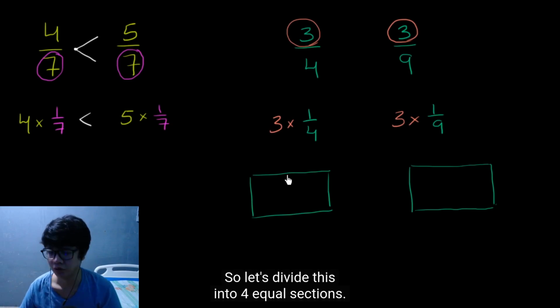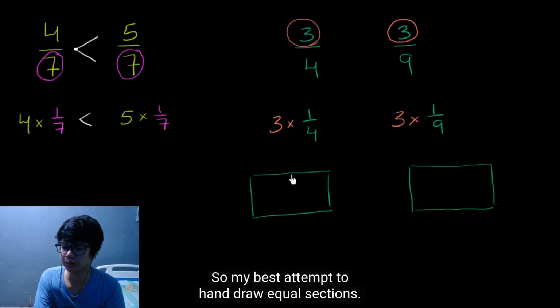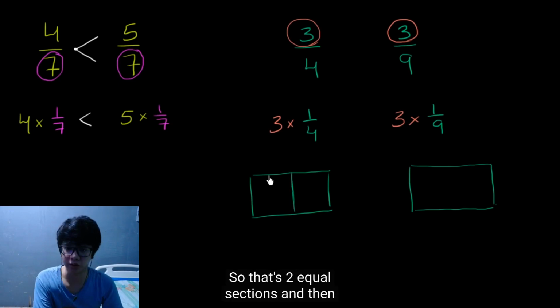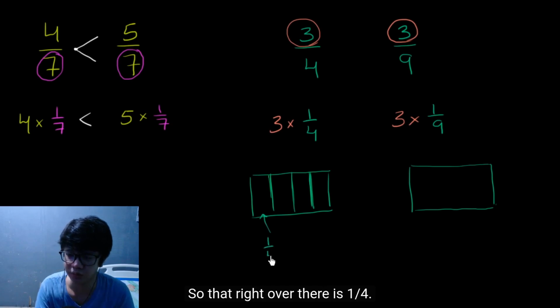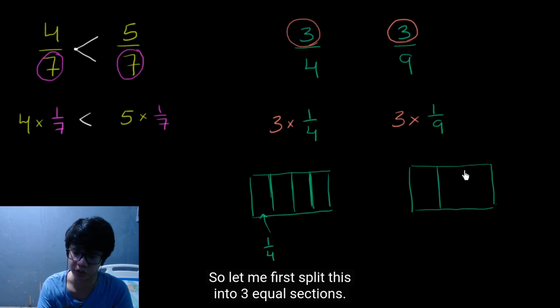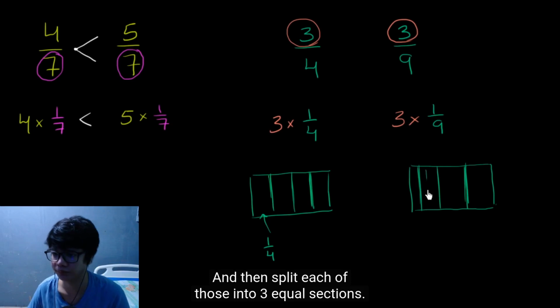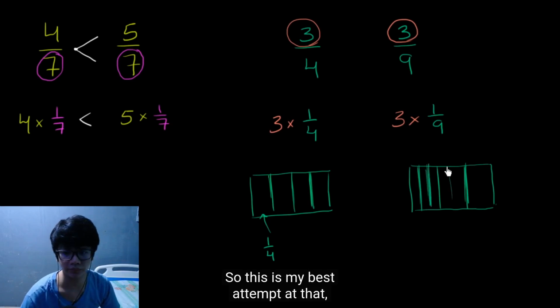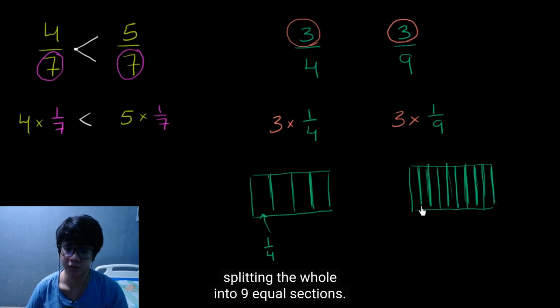So let's divide this into 4 equal sections. This is my best attempt to hand draw the equal sections. That looks pretty close to 4 equal sections. And let me draw the 9th box here. First, I'll put this into 3 equal sections, so those would be thirds, and then split each of those into 3 equal sections. This is my best attempt at hand drawing 9 equal sections, splitting the whole into 9 equal sections.